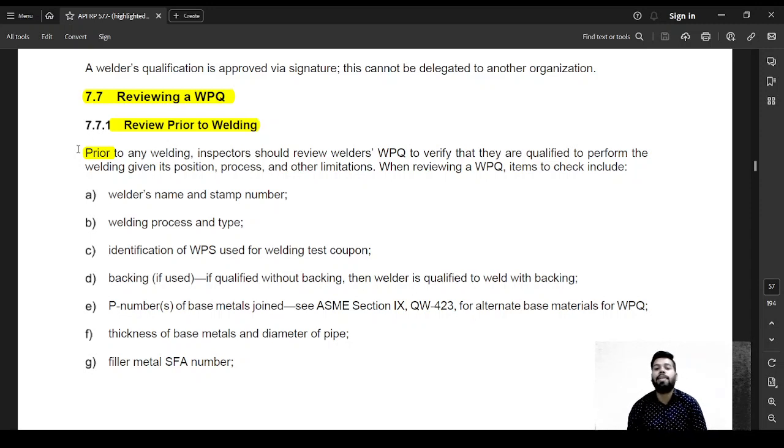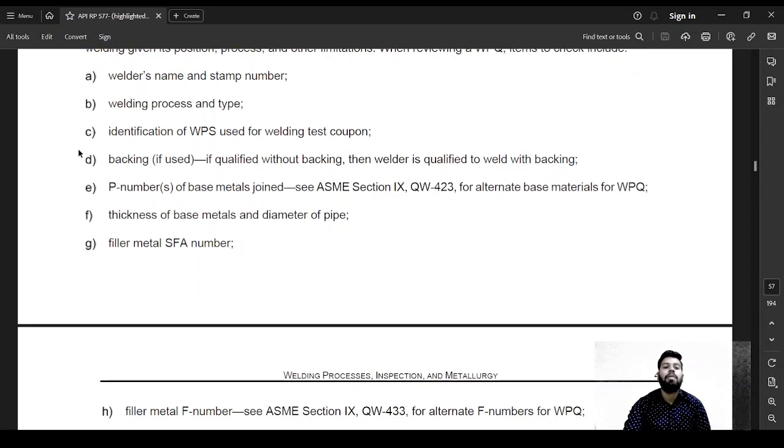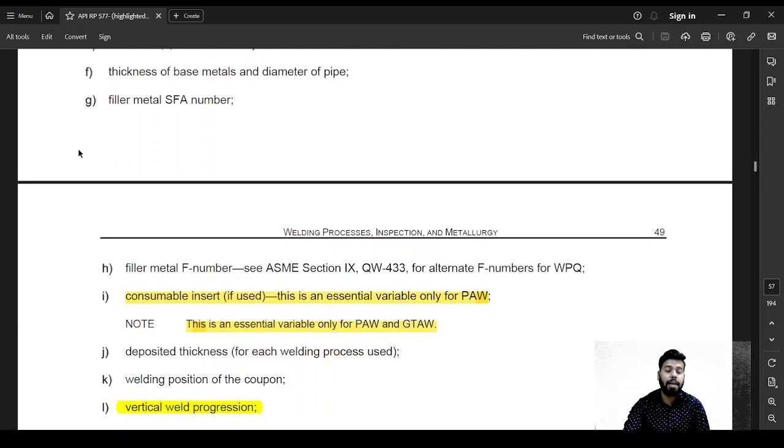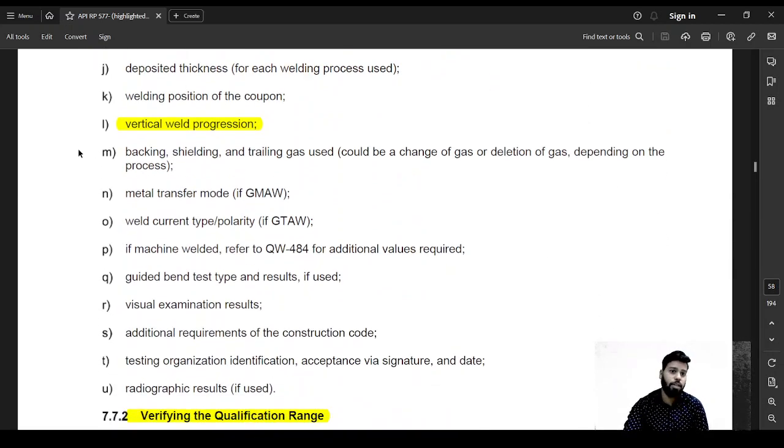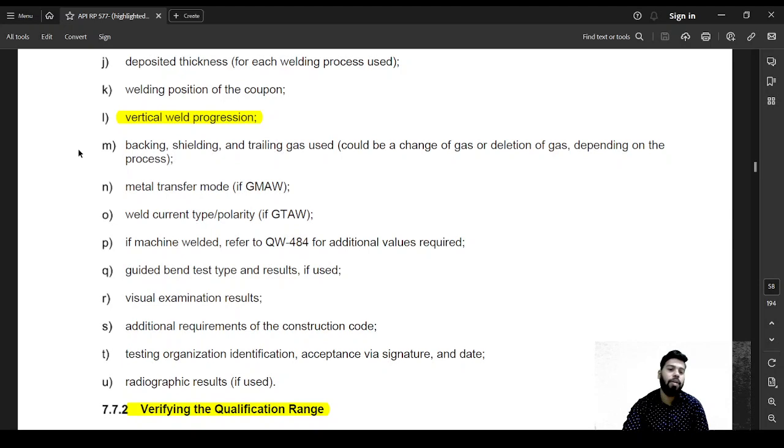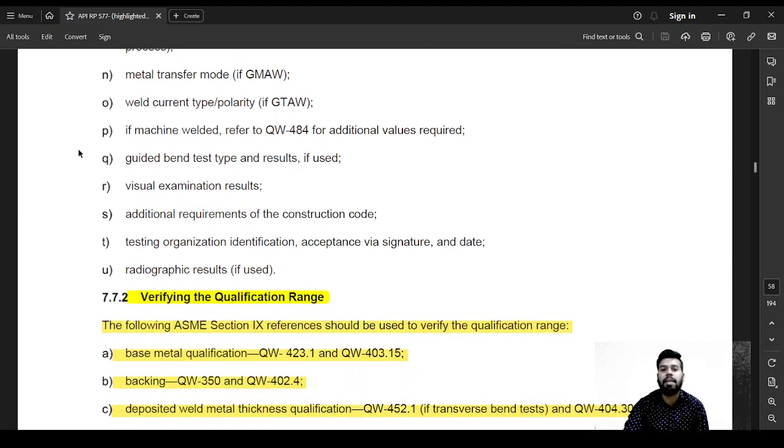When reviewing the WPQ, the items to check include the welder's name and stamp number, welder's welding process and type, identification of the WPS, backing used, P number of the base metal, thickness of the base metal, filler metal SFA number, filler metal F number, consumable insert if it's used, deposited thickness, welding position, welding vertical progression, backing, shielding and trailing gas that is used, metal transfer mode if GMAW, weld current and polarity type if it's GTAW, whether a machine is used, guided bend test results, visual examination results, additional requirements of the construction code, testing organization identification, acceptance via signature and date, and radiographic results if used.